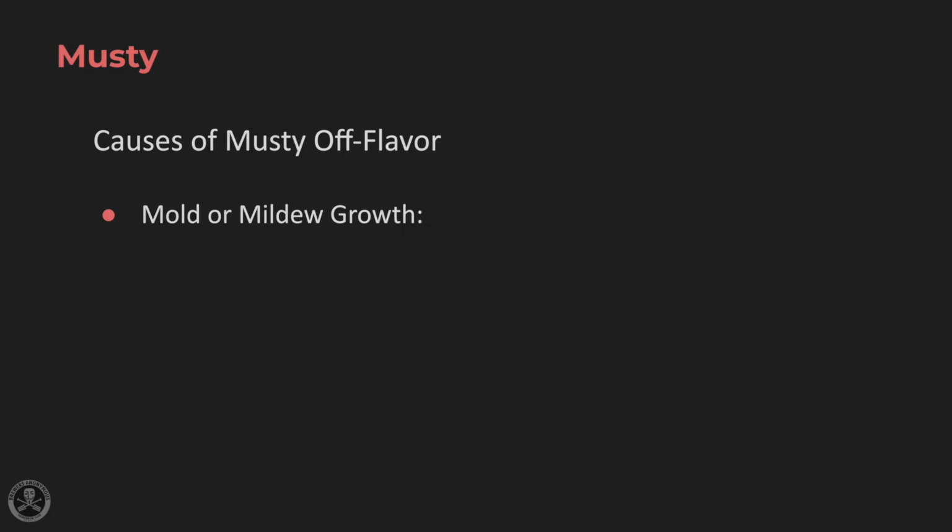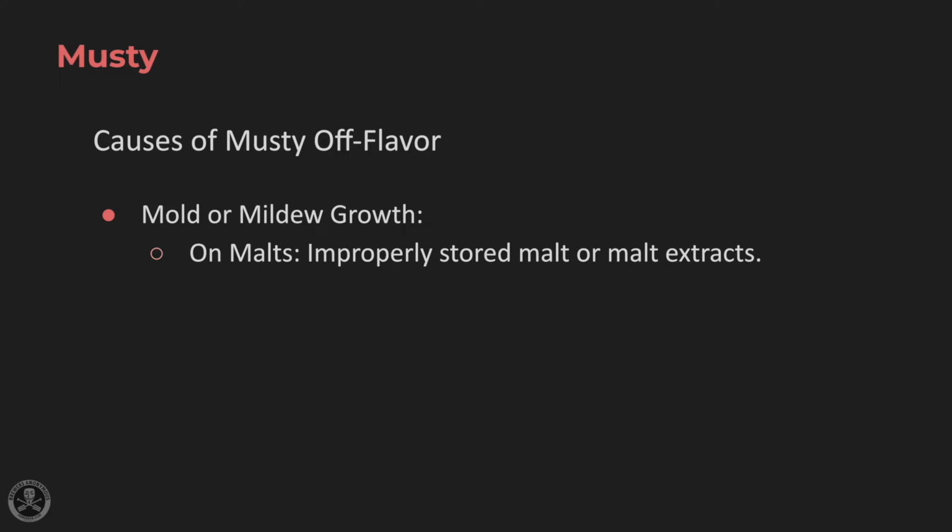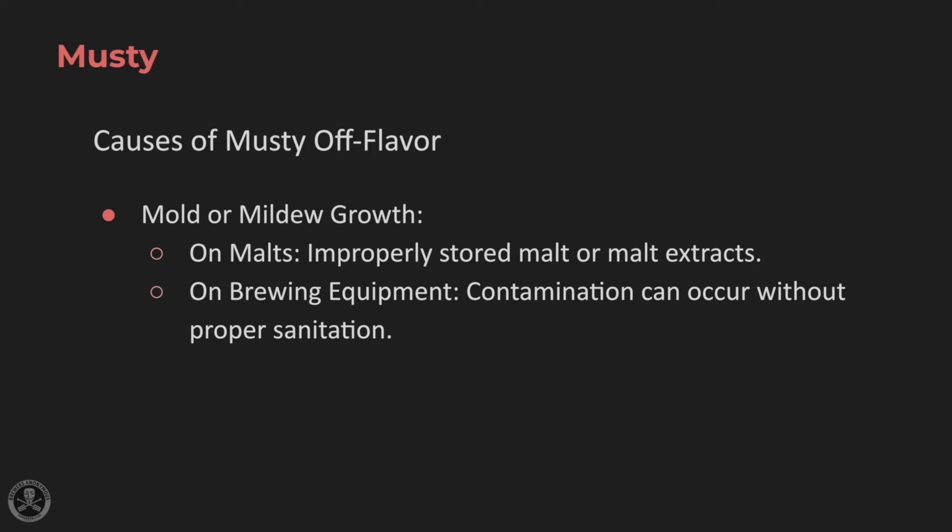One is mold or mildew growth. Mold or mildew can grow in improperly stored malts and even in malt extracts. And it can grow on brewing equipment, and without proper cleaning and sanitation, it can contaminate our beer.